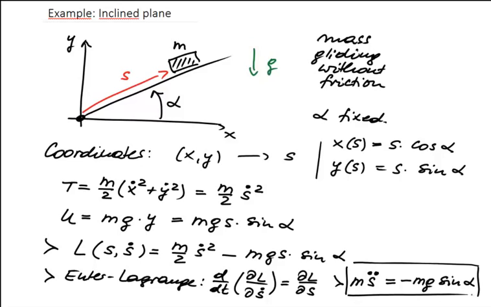I'm sure in this particular example you could also have obtained this in the framework of Newtonian mechanics, so maybe not a big deal, but it illustrates the principle of how you go about deriving equations of motion in Lagrangian mechanics and using non-Cartesian coordinates.